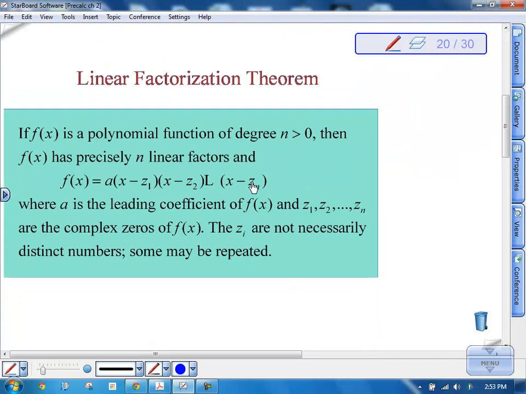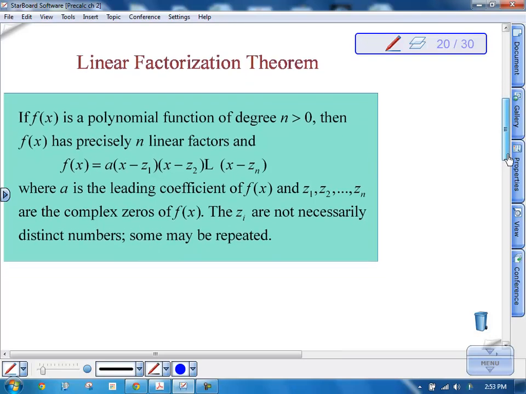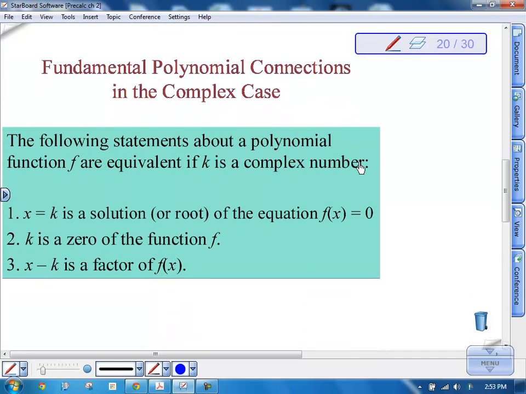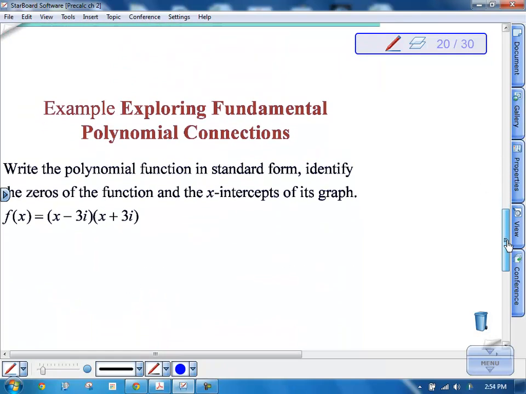Linear factorization says that we can just write those out as linear factors. You don't need to know this theorem. I mean, you need to know how to use it, just not the name of it. And I'll do some examples and show you exactly what that means. Fundamental polynomial connections in the complex case: if x equals k is a solution or a root, then it's a zero of the function and x minus k is a factor, something you already know. Works for complex numbers as well.